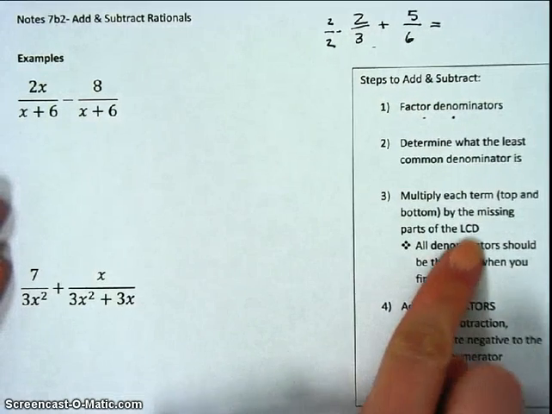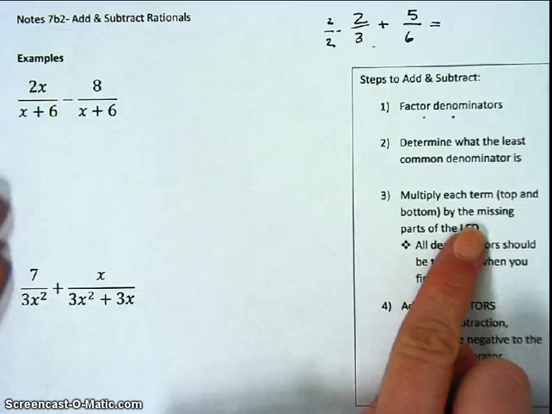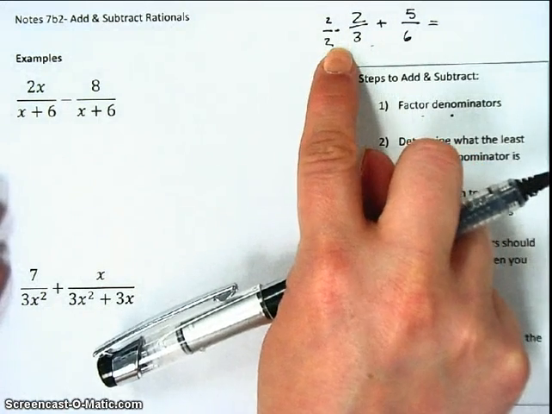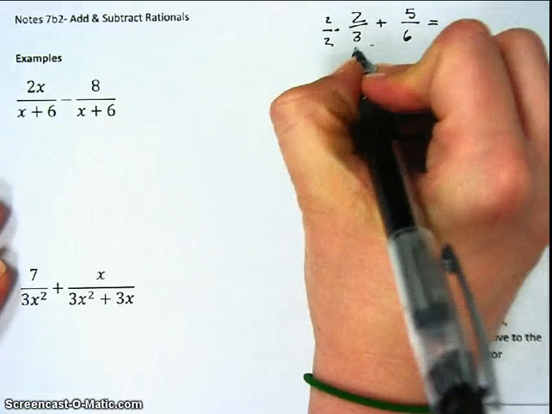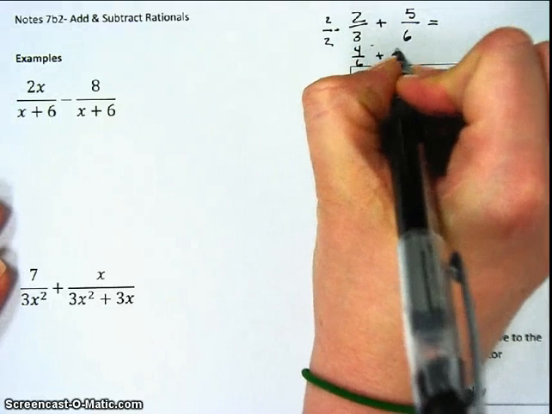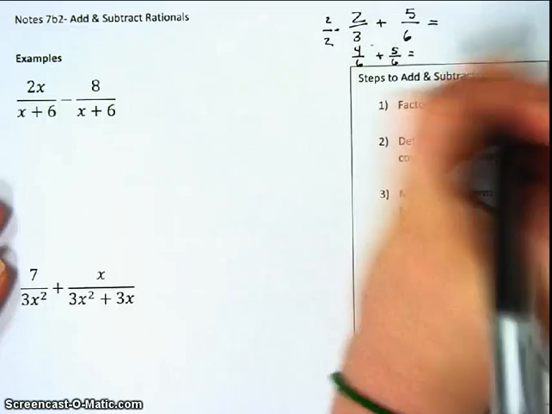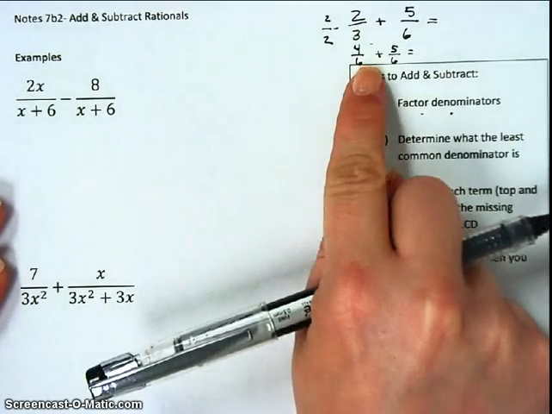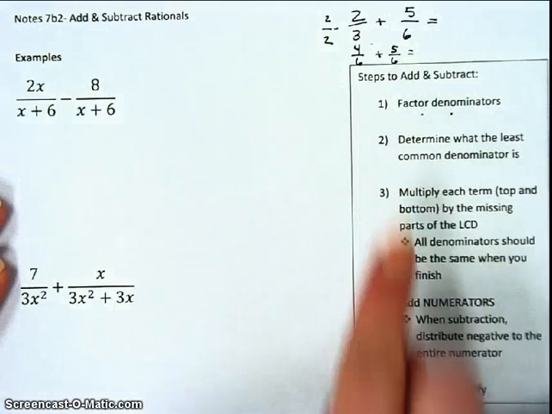So here's our next step: multiply each term, top and bottom, by the missing part. So this is really 3 times 2, so we're going to multiply top and bottom by 2. That would give us 4/6 plus 5/6. We should have the same denominators when we finish doing that, which we do. Both of them have denominators of 6.